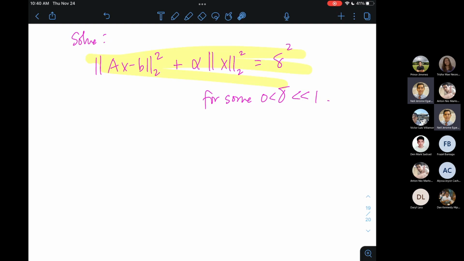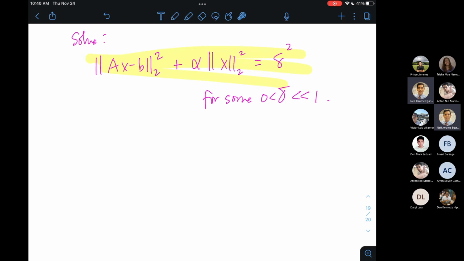Meron tayong mga bracketing methods, if that rings a bell. Ano yung mga bracketing methods natin? Bisection method, regula falsi method, the secant method, ano pa ba? Fixed point iterations, tapos meron pa tayong Newton-Raphson.